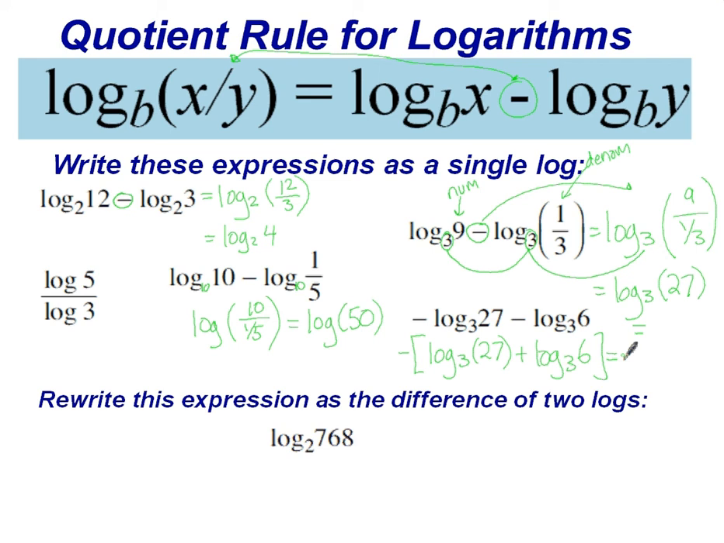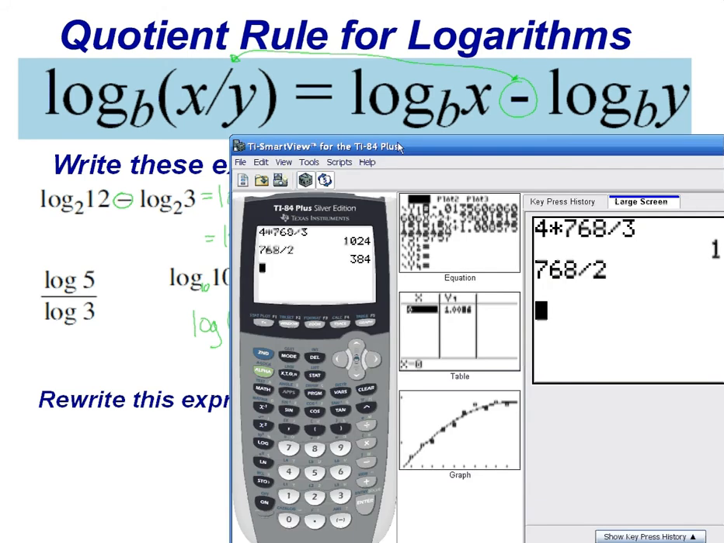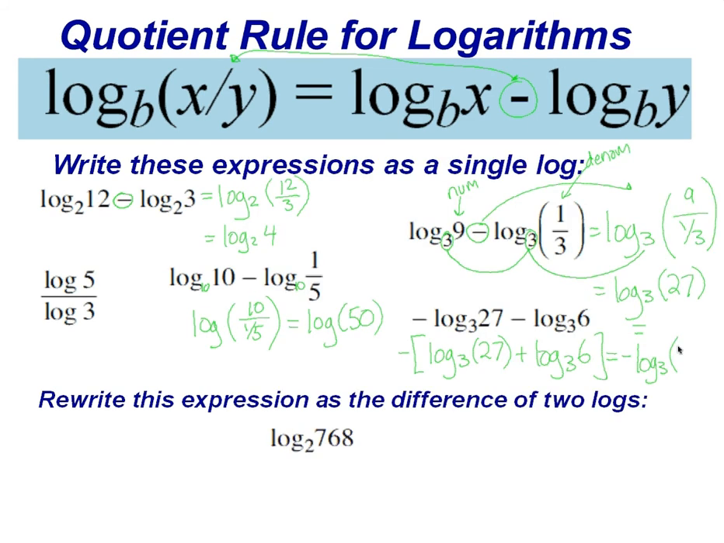What we're going to have is negative log base 3 of 27 multiplied by 6. 27 multiplied by 6 is 162. Okay, so at this point let's just leave it there for now. That one also can be simplified a little further, but I'm focusing right now on the quotient law, so we've already gone a bit beyond that.